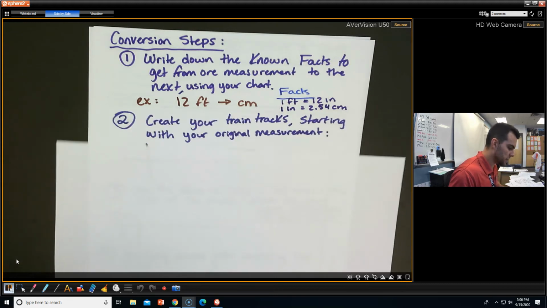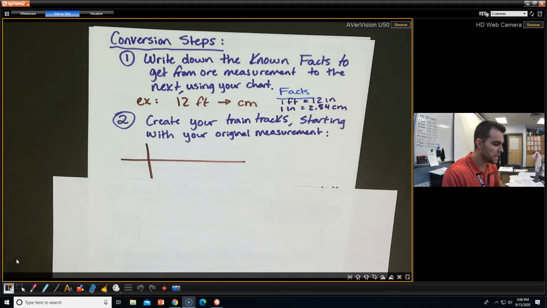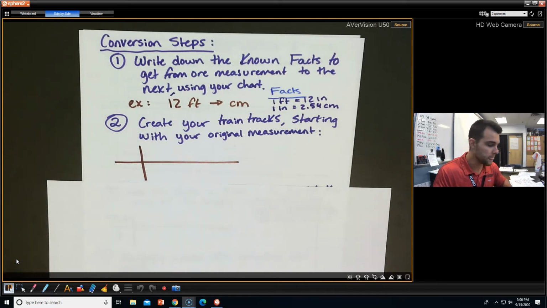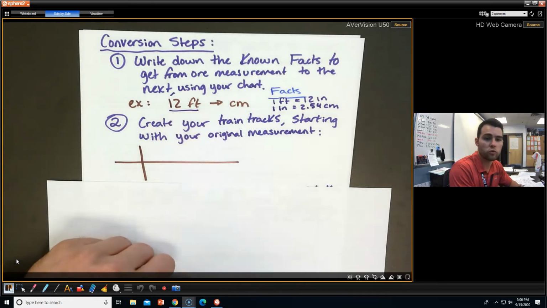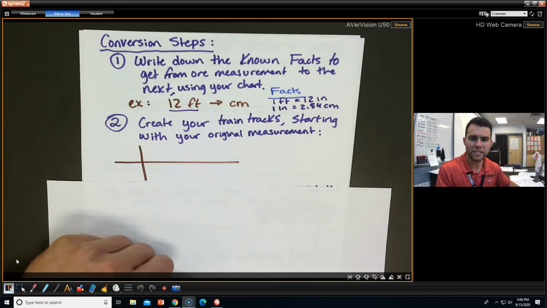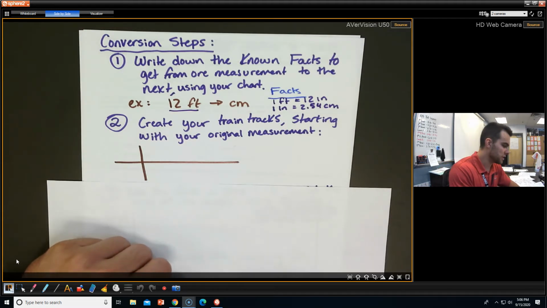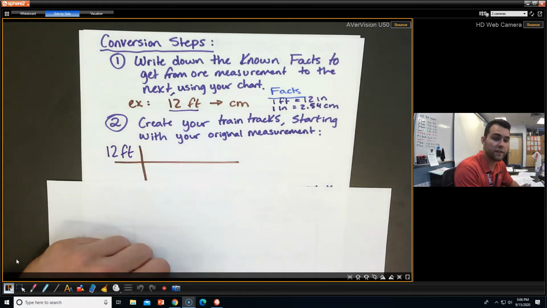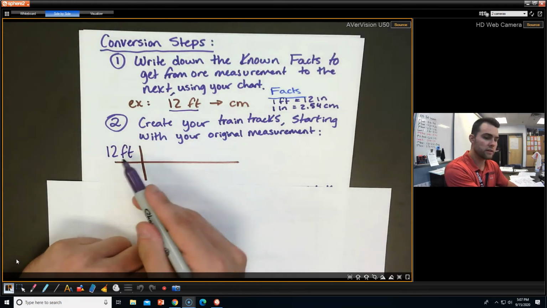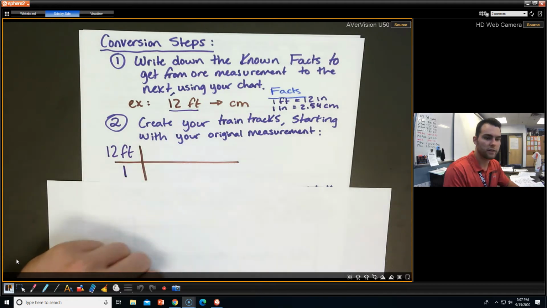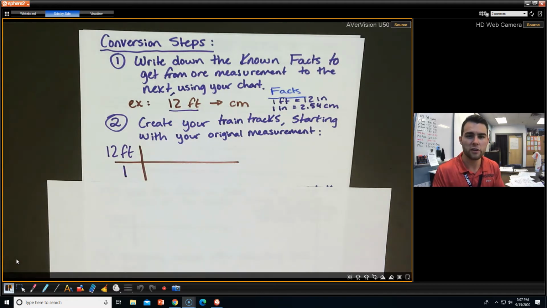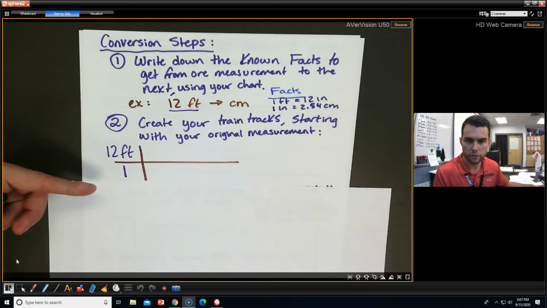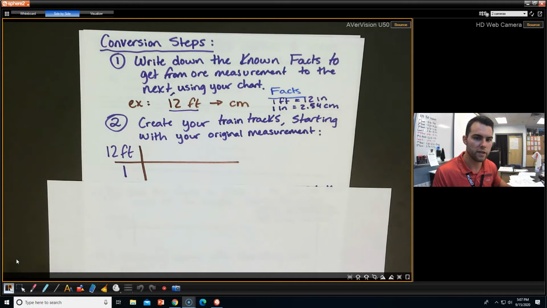The second thing we're going to do is create our train tracks, starting with our original measurement. Here was our original measurement, 12 feet. And this is how you set it up every single time. You take whatever you're starting with, the units included, so you write 12 feet on top and put it over 1. Every single time. If you have 303 inches, 303 inches goes up here over 1. Include the unit. Keep the feet, keep the inches.